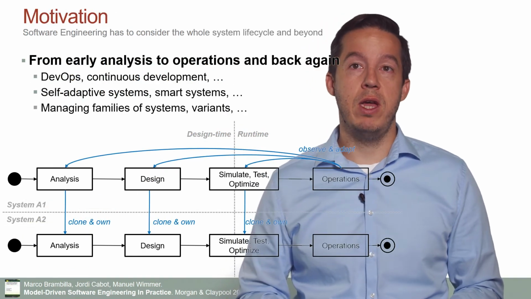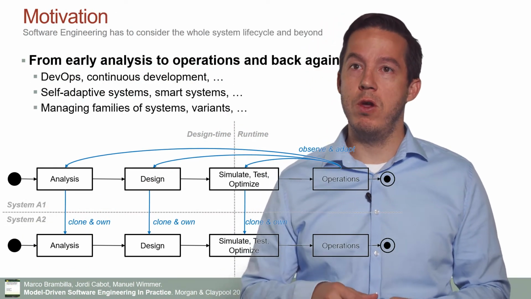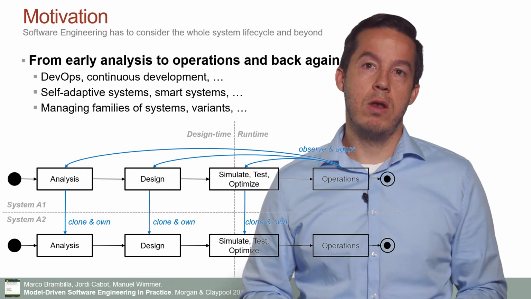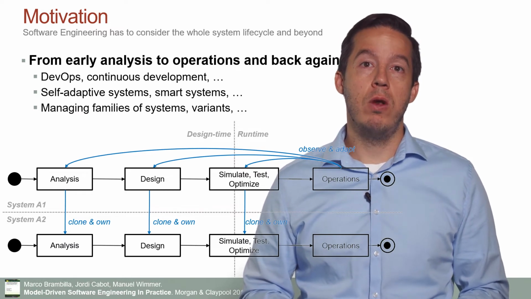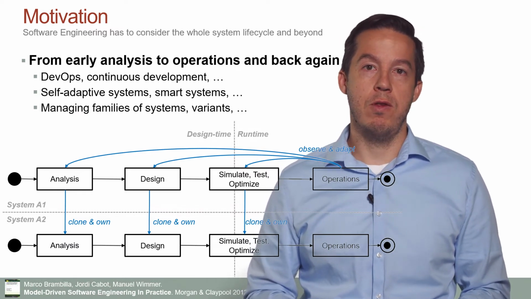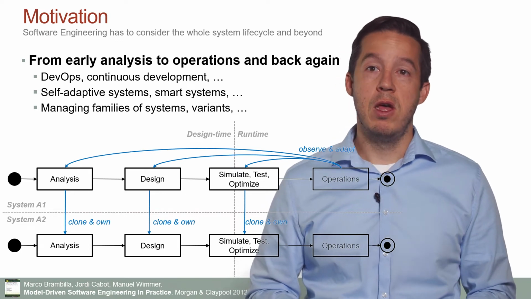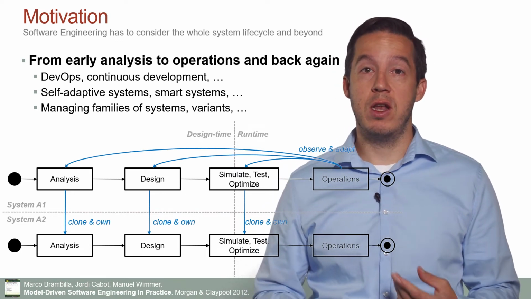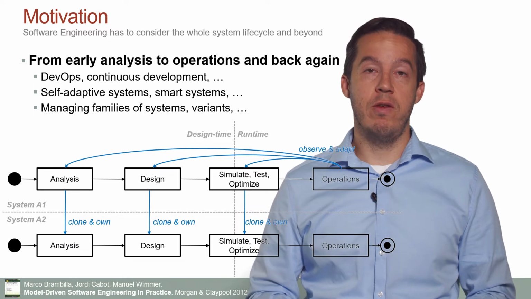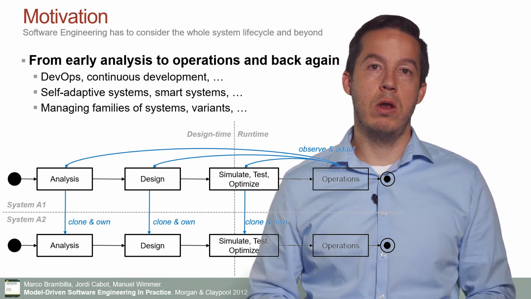If we look at the software ecosystems nowadays, we also need to account that models play a role in the entire life cycle of a software system. So it's not only the analysis, also the design, the simulation and the testing, and also then the operations. So models can also play an important role in the operations.